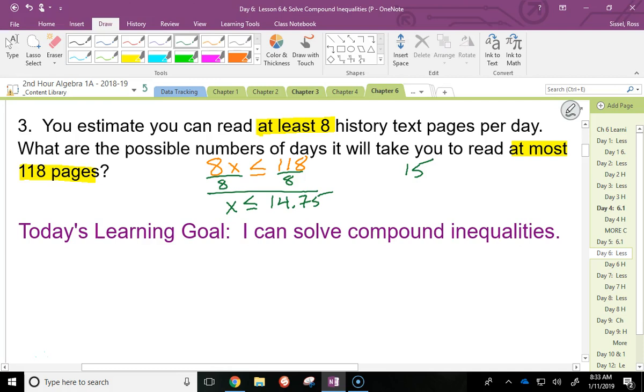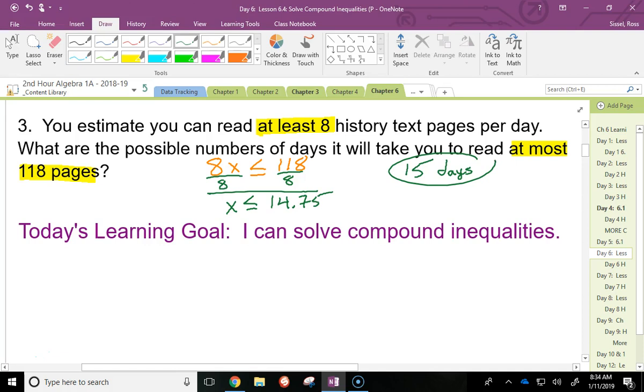It is actually still less than. She's got it correct. We have at least 15 days because she could read at least 18, or at least 8 pages. So she could read more, but I cannot go over 118. Okay? All right, so let's look at today's assignment.